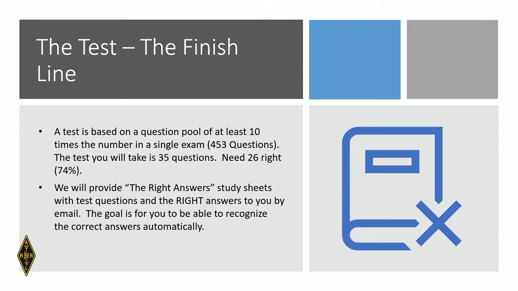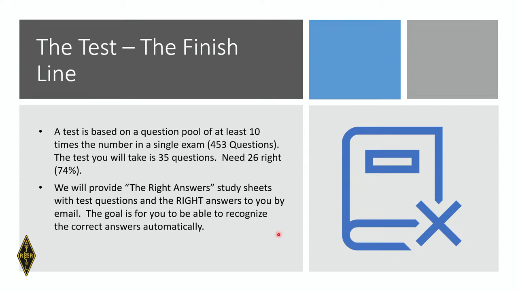Now, you can always test before May, but at least be thinking about where you can test and when in May. A test, it's a multiple choice test that you'd be taking, 35 questions. You need to get 26 right in order to pass. There's a question pool of, I looked yesterday on the ARRL site, of 453 questions. We will talk about all of them here in class.